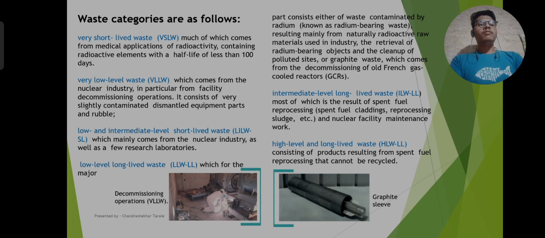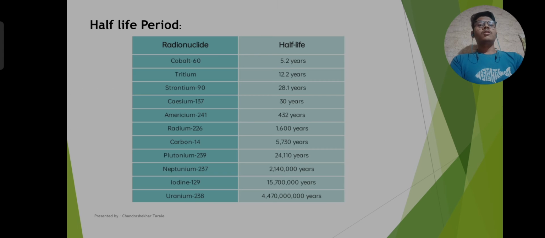Intermediate long lived waste is mostly the result of spent fuel reprocessing, that is spent fuel cladding, reprocessing sludge, etc., and nuclear facilities maintenance work. High level long lived waste consists of products resulting from spent fuel reprocessing that cannot be recycled. There are two diagrams showing the decommissioning operation, as you can see here, and graphite sleeves. These are some radionuclides and their half-life times.